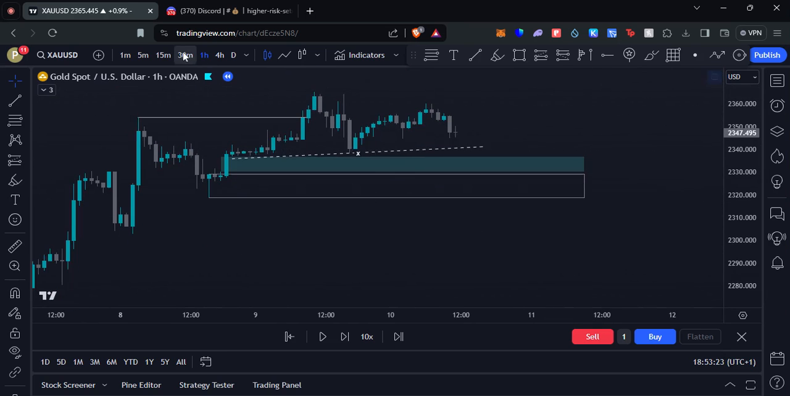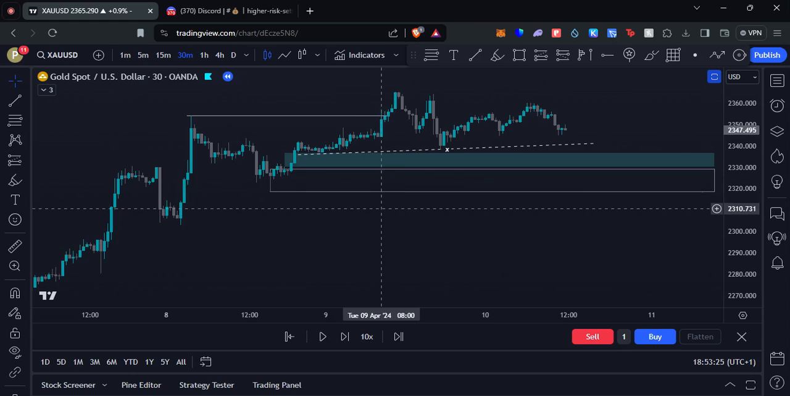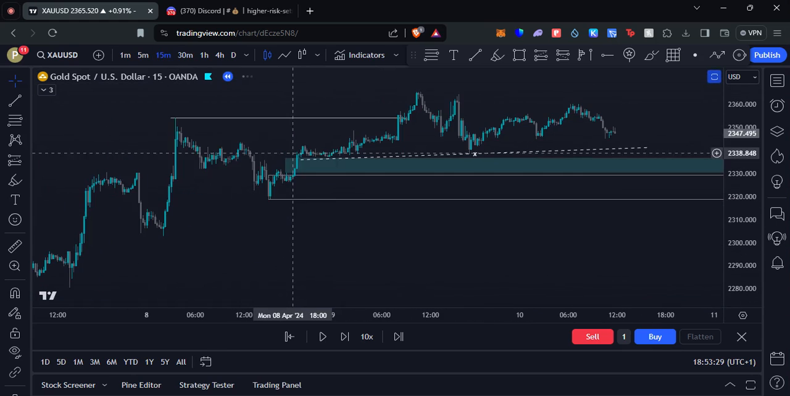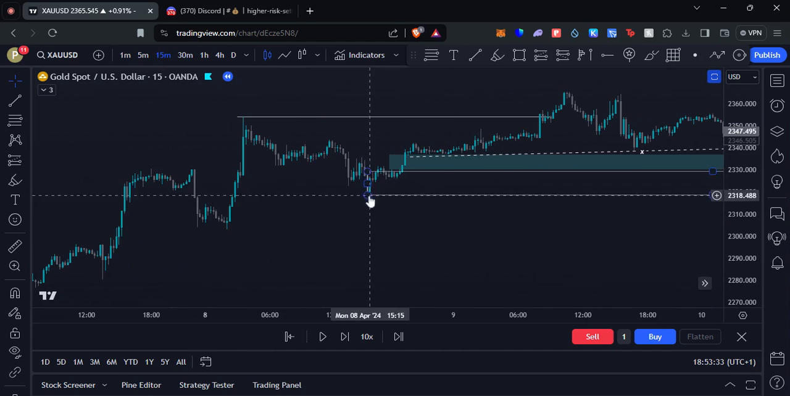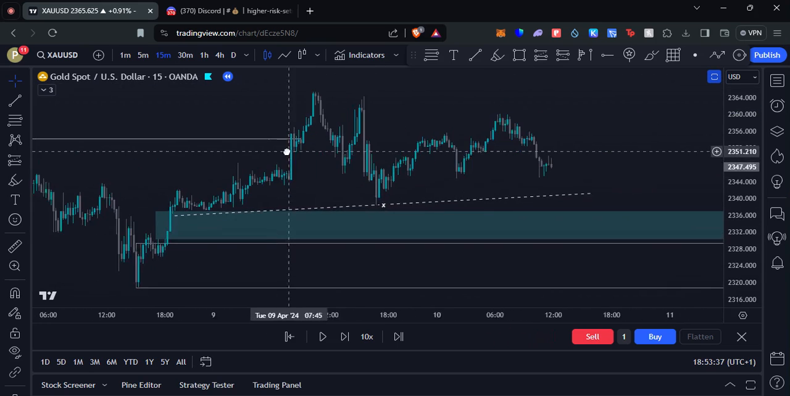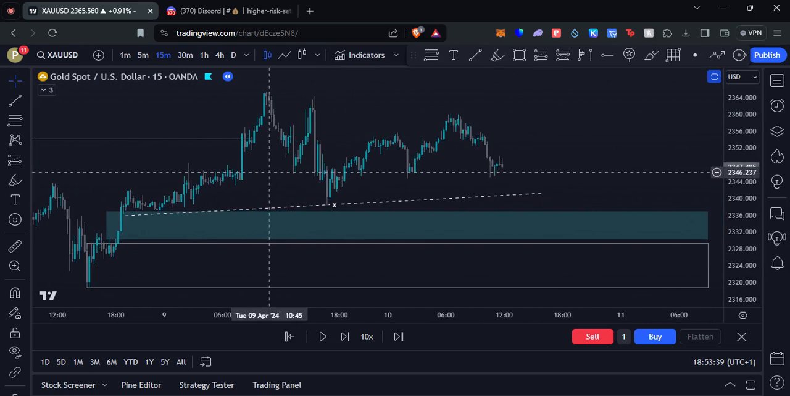So once we've identified this area, we can drop down to the 30-minute to see if we can refine it anywhere. We can go down to the 15-minute. And as we can see, this is a very, very nice order block that we have right here, and is broken structure to the upside. So I'm very happy with leaving this as it is.